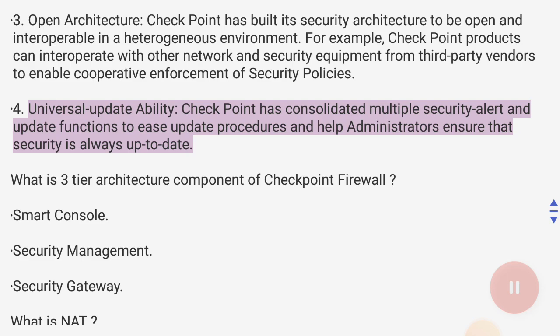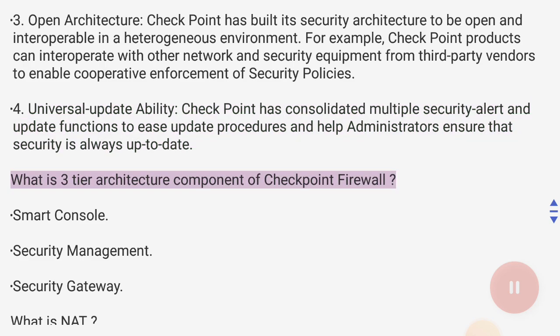Universal updatability. Checkpoint has consolidated multiple security alert and update functions to ease update procedures and help administrators ensure that security is always up to date. What is the 3-tier architecture component of Checkpoint Firewall? Smart Console. Security Management. Security Gateway.